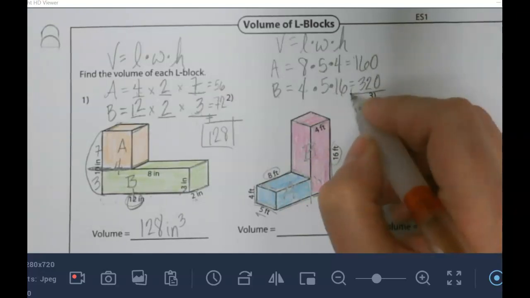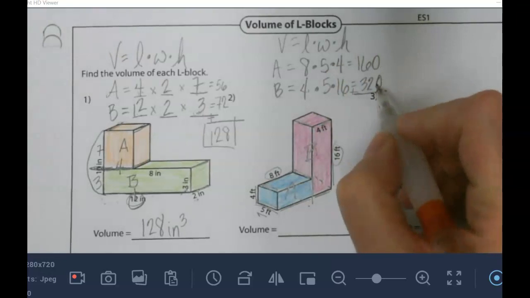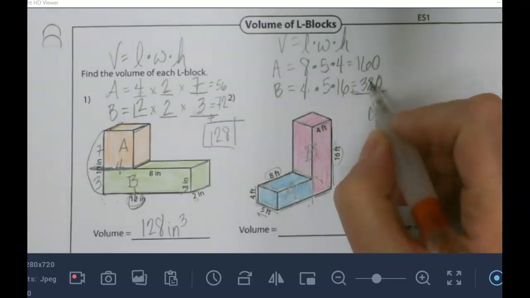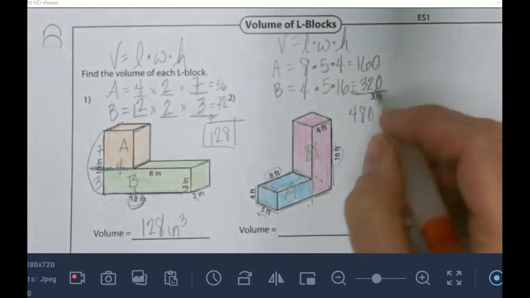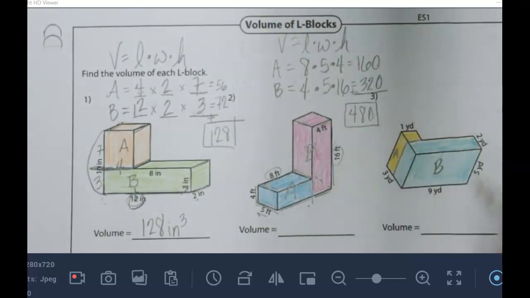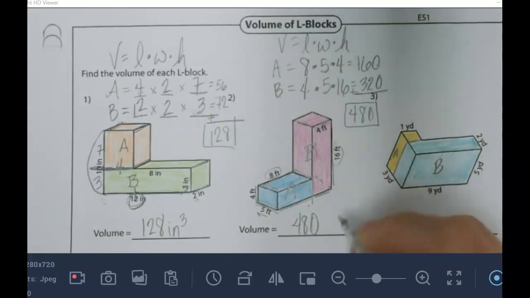I'm going to shift my answer a little so I don't crowd number 3. 0 and 0 is 0, 2 and 6 is 8, and 3 and 1 is 4. Yes, I did lose lights, but they came right back on. So my volume for the combined shape is 480. My measurement is in feet, and it is a three-dimensional shape.